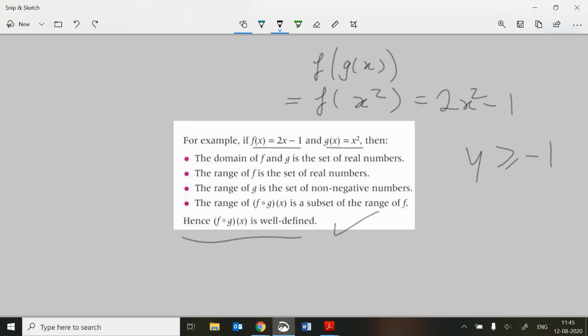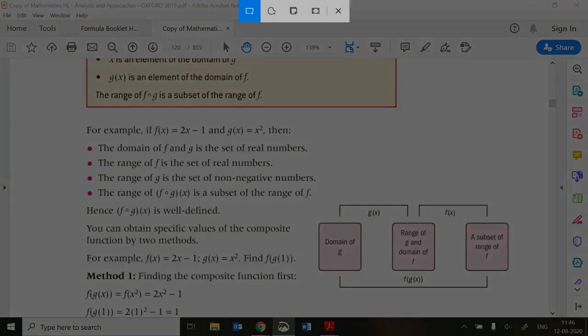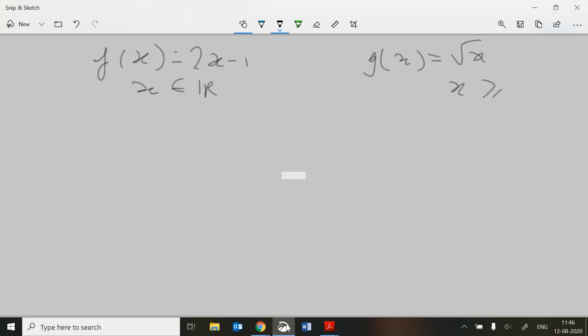Okay, so let's have a look at something which is not. Let's look at f of x is equal to 2x minus 1, and let's define this for x belonging to all the real numbers. And g of x is equal to the square root of x, and here we can see that we can only put in numbers which are greater than or equal to 0. Now let's try and make f of g of x, and let's try and make it the other way around as well and see what we get.